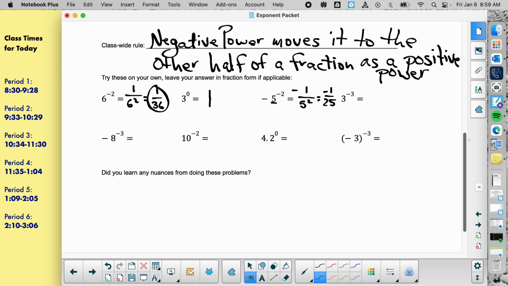Next problem. Yes. 1 over 27. Perfect. 1 over 3 cubed. Good.